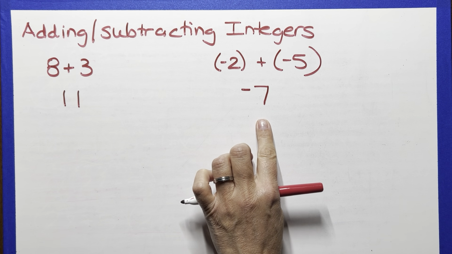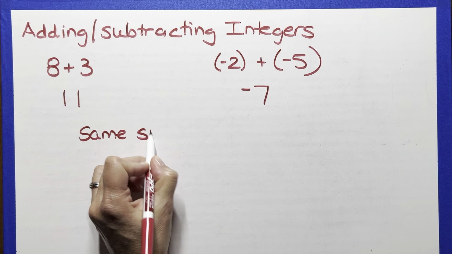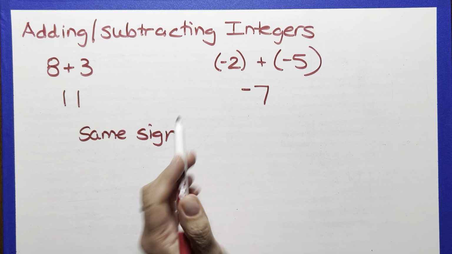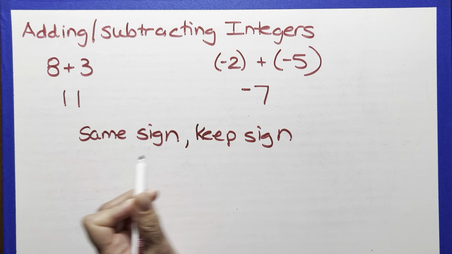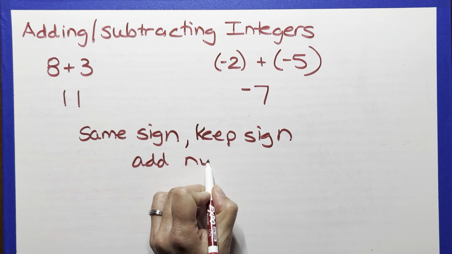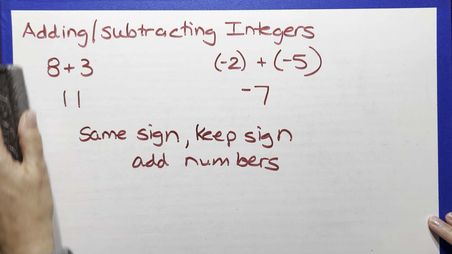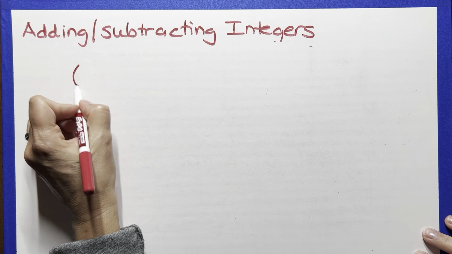So the way these two problems are related is if you have the same sign of numbers that you're adding together, they're either both positive or both negative, you keep the sign and you add the numbers together. And that will work anytime you have two integers that have the same sign, whether it's both positive or both negative. Okay, so let's look at a couple other examples.